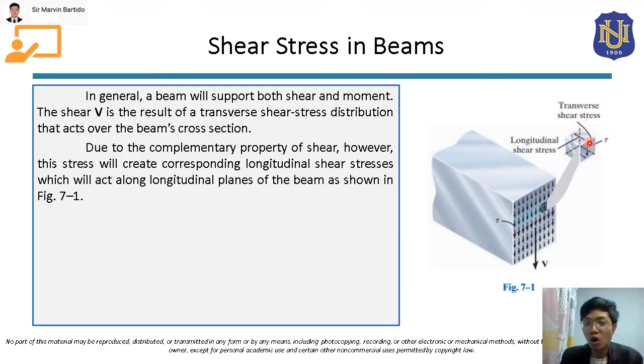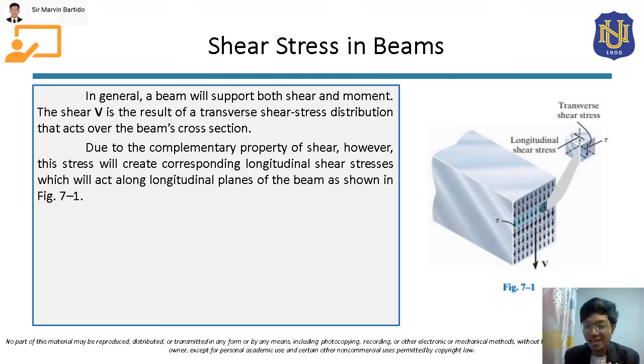Class, this longitudinal shear stress is equal to this transverse shear stress. And this shear stress, class, will act along the longitudinal plane. The longitudinal plane, class, is the plane along the longitudinal axis of our beam. So in short, class, our longitudinal shear stress is the horizontal shear stress.